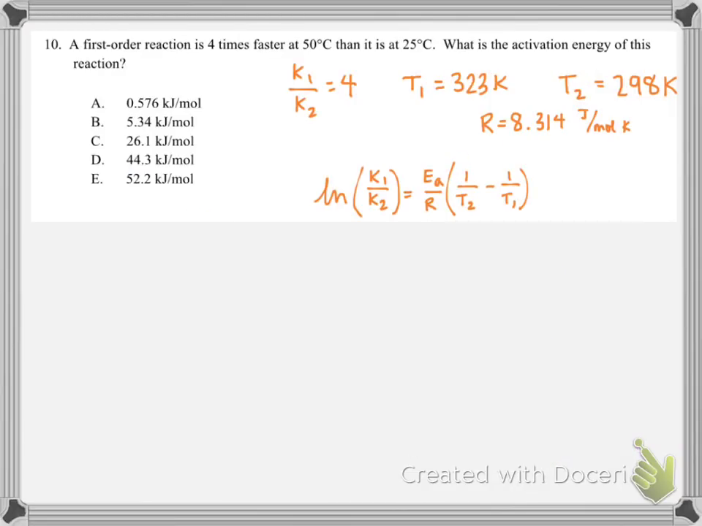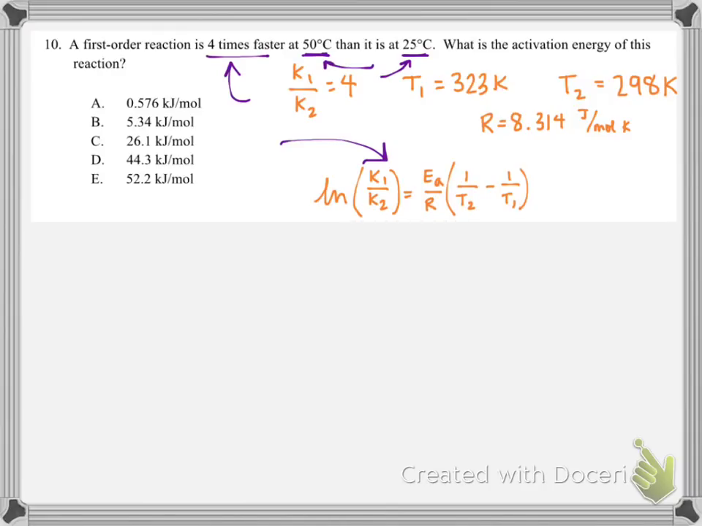This problem asks us to figure out the activation energy of a reaction, given some information about the reaction, that it's 4 times faster at 50 degrees Celsius than at 25 degrees Celsius. So anytime you're trying to relate the relative rates of a reaction with 2 different temperatures, there's only one equation on our data sheet that relates activation energy, rates, and 2 different temperatures. And that is the Arrhenius remix that you'll find right here.